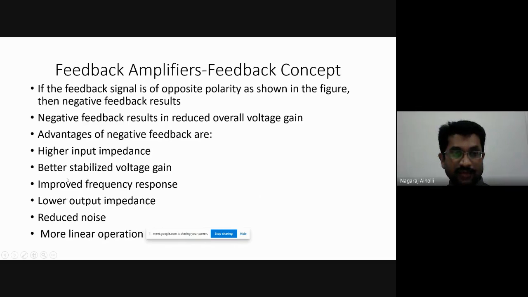Negative feedback circuits give high input impedance, stabilized voltage gain, improved frequency response, low output impedance, decreased noise, and linear operation.